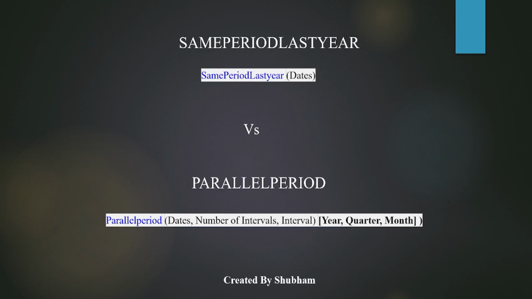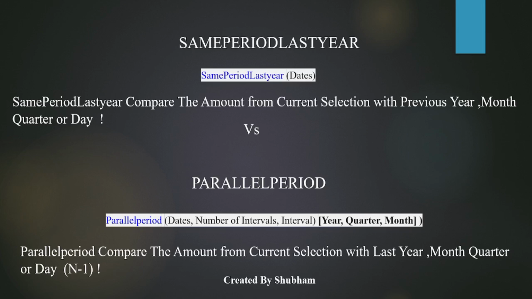Here is the difference between SAMEPERIODLASTYEAR and PARALLELPERIOD. SAMEPERIODLASTYEAR compares the amount of the current selection in the slicer with the previous year, month, quarter or day, and PARALLELPERIOD compares the amount from the current selection in the slicer with the last year, month, quarter or day, which is n-1. This statement may be confusing, but don't worry; once we see the practical, all your doubts will be clear and you can easily explain the difference in front of the interviewer. So let's go to the Power BI Desktop screen and look at the practical.